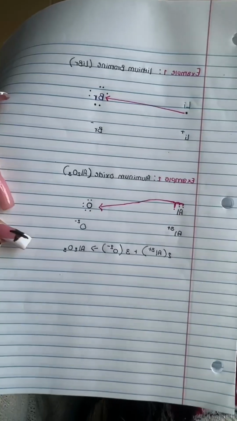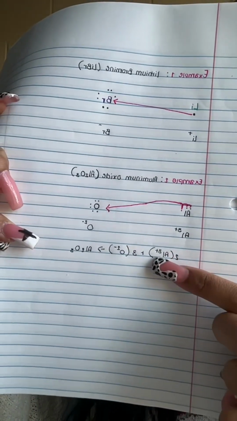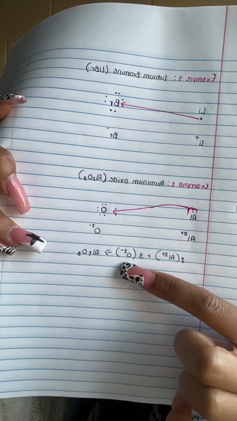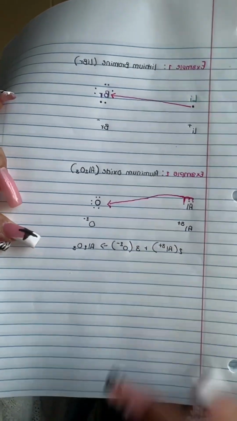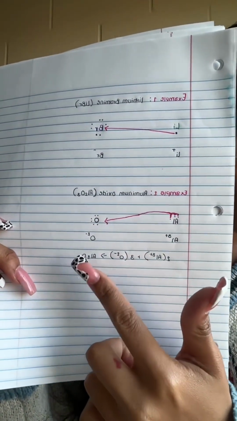Here's a better representation to show that now we have 2 aluminum ions, which each have a positive 3 charge, and 3 oxide ions, which have a negative 2 charge. The total positive charge is +6, and the total negative charge is -6, so the compound is neutral. When you bring the ions together, 2 Al3+ plus 3 O2- becomes Al2O3, also known as aluminum oxide.